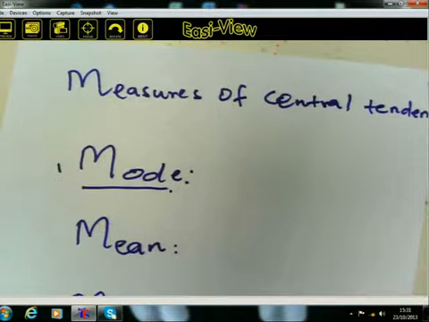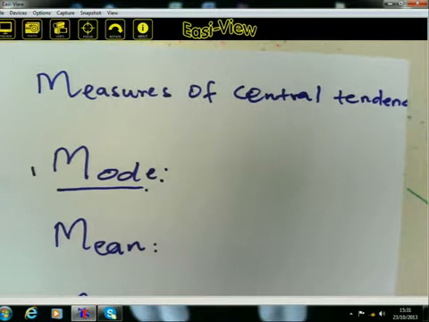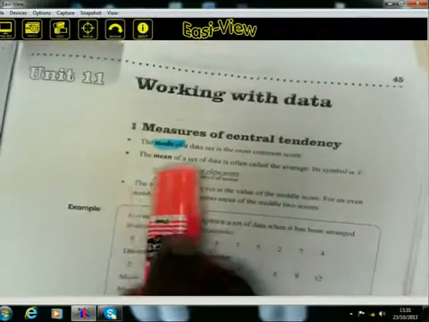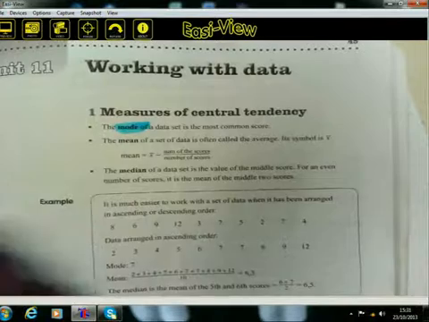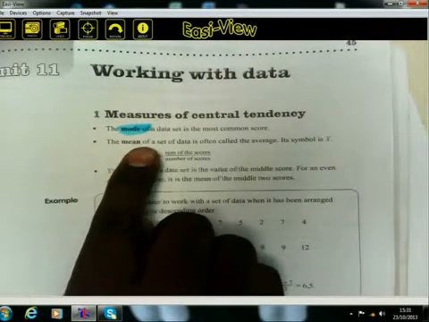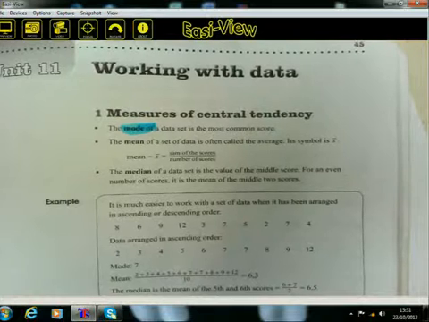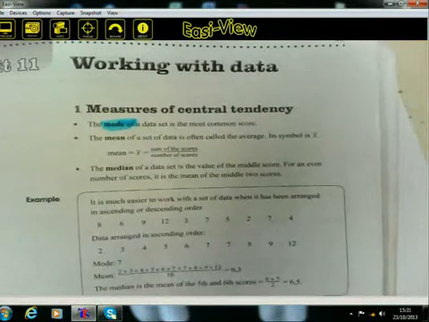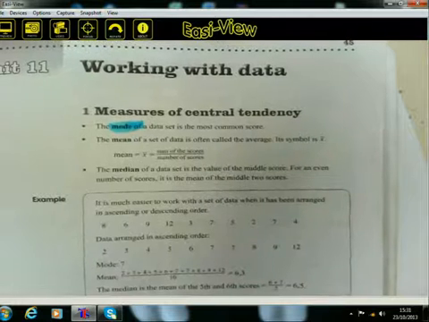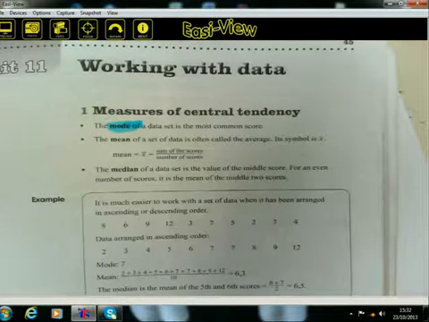Now, what is a mode? That's very important. You must know what a mode is. When we talk about the mode, we are talking about the mode of a data set being the most common score. That means the number that occurs most. That is the mode.